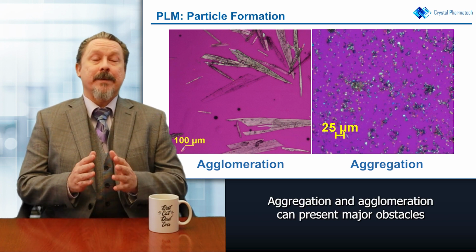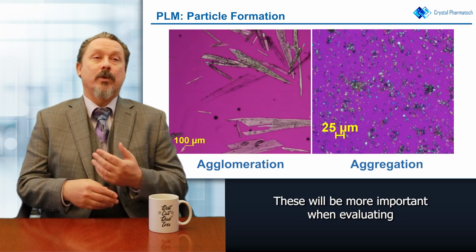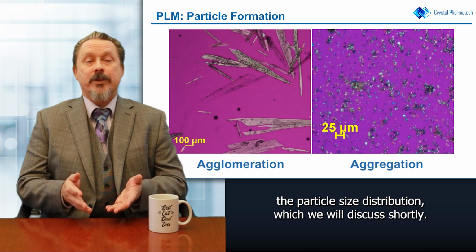Aggregation and agglomeration can present major obstacles in processing an API. These will be more important when evaluating the particle size distribution, which we will discuss shortly.